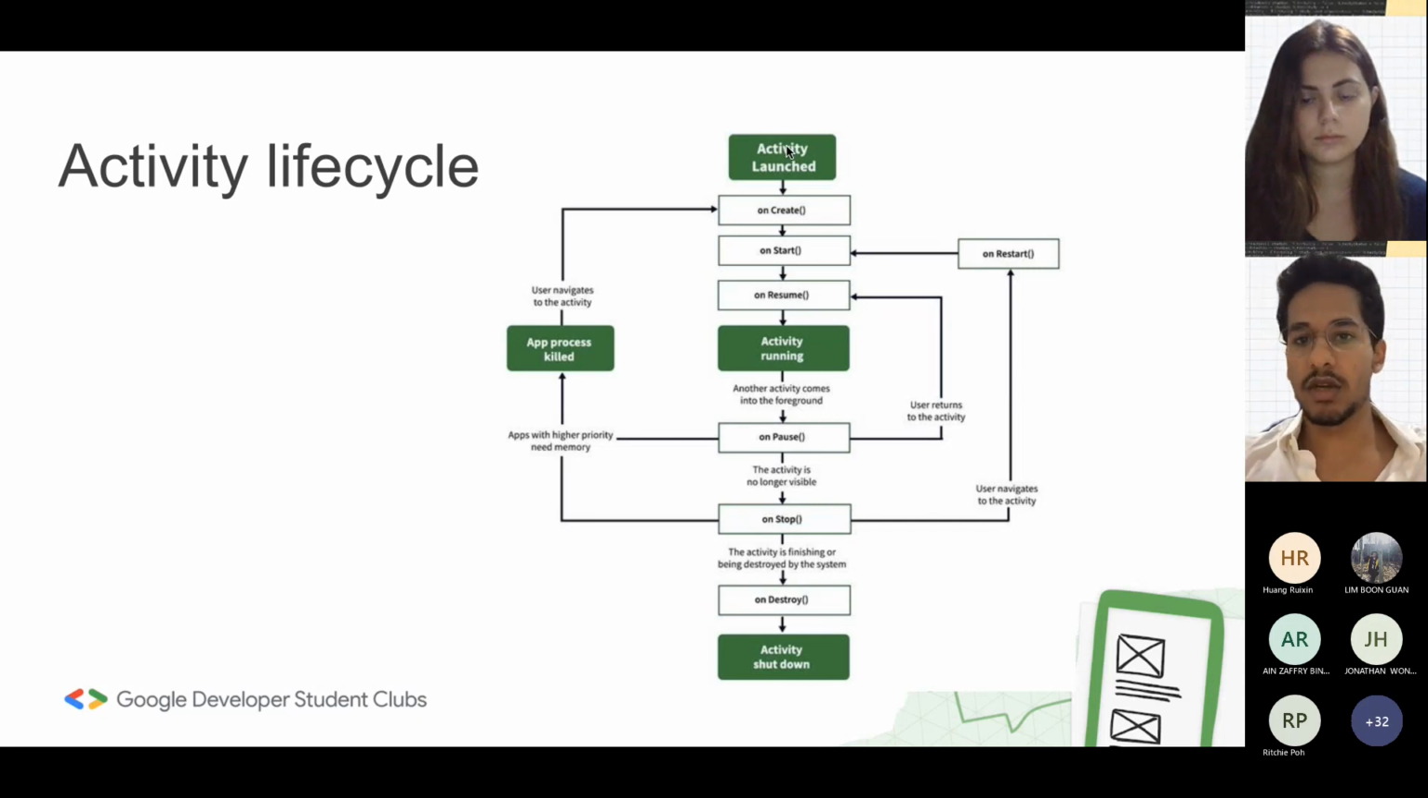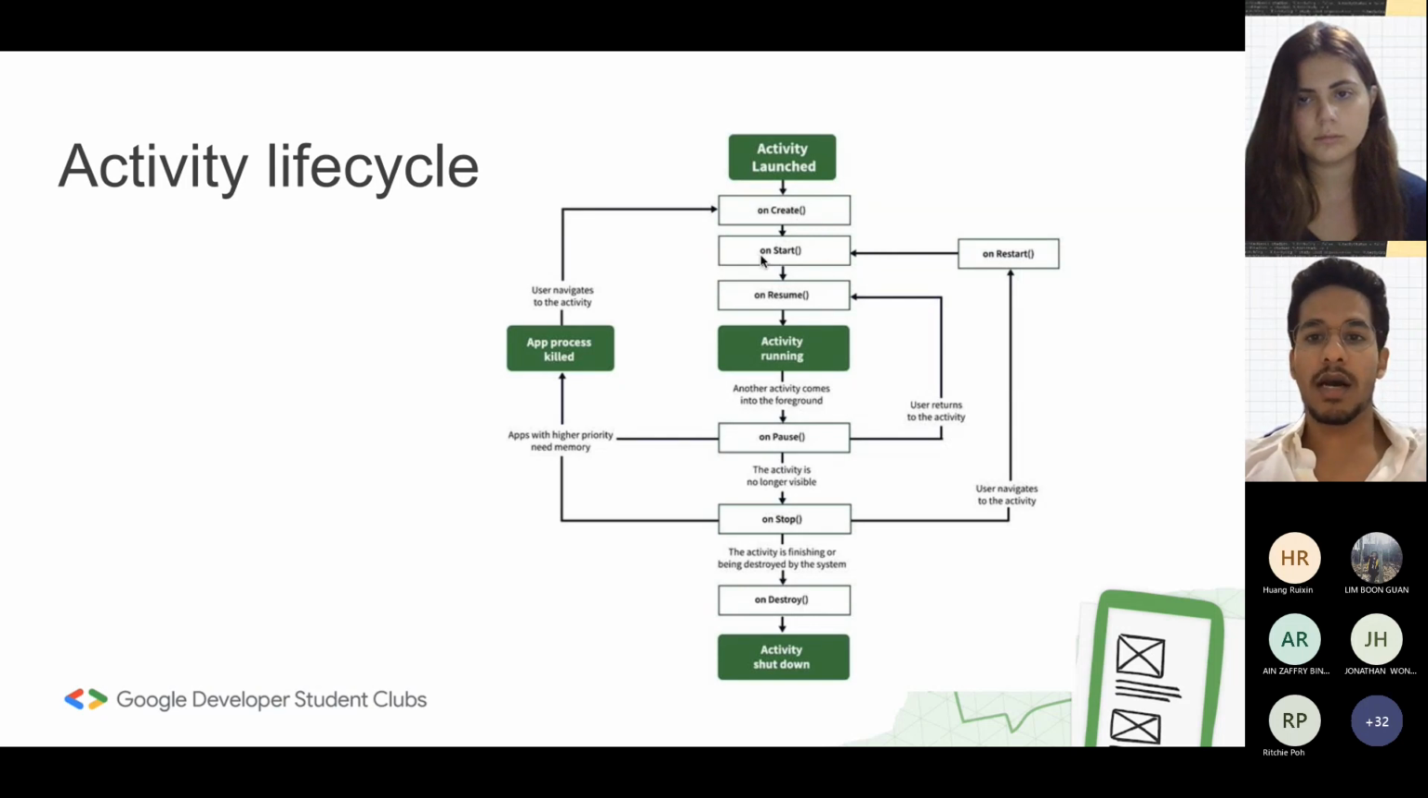So once an activity is launched, it's going to go through a sequence of these methods. It's going to call the onCreate, then onStart, onResume. And then once the activity stops running, let's say the user closes your application, it's going to call these methods, the onPause, onStop, and onDestroy.